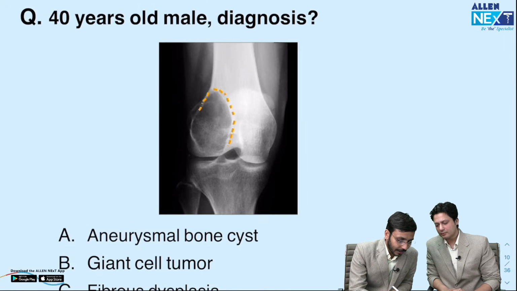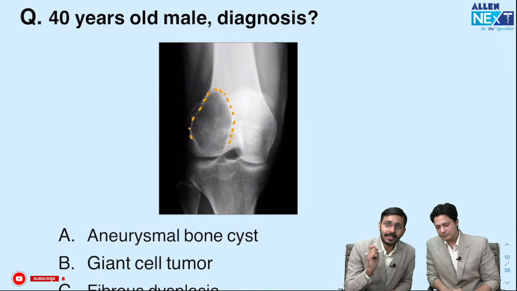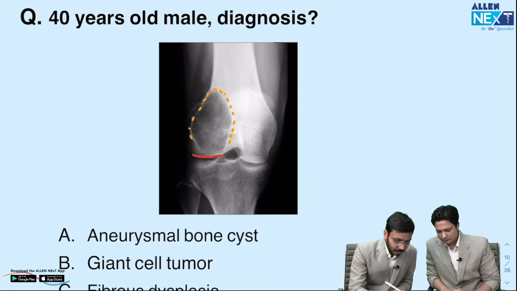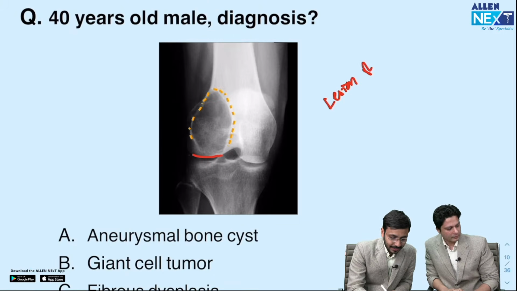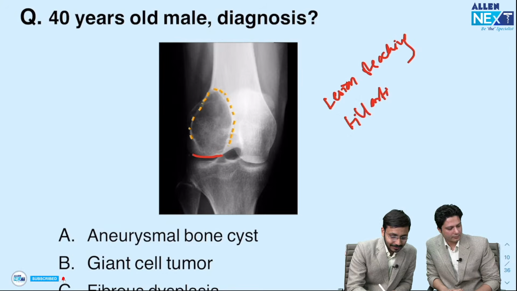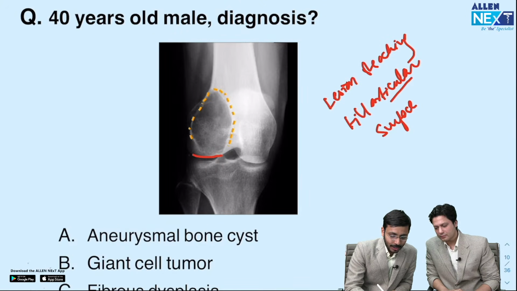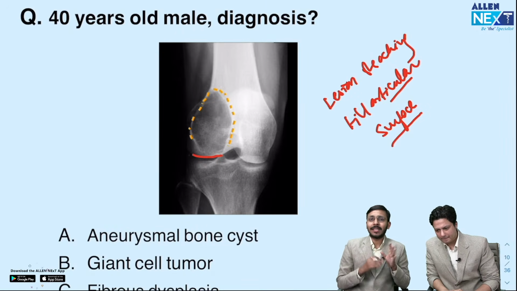And here the cortex is intact. And this lytic lesion, very, very important, is reaching till the articular surface. So remember, lesion reaching till the articular surface. And if you see this buzzword in the question or even in the image, you can safely mark the answer as a giant cell tumor.